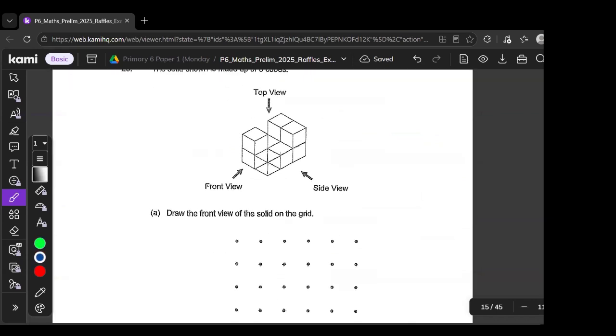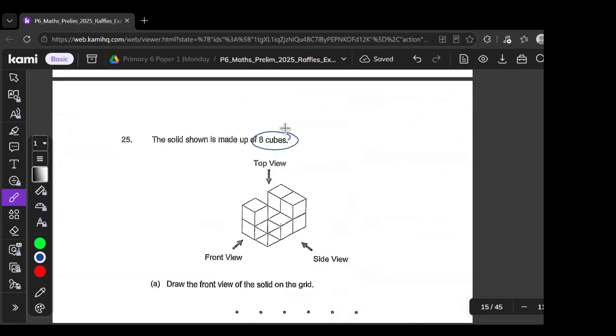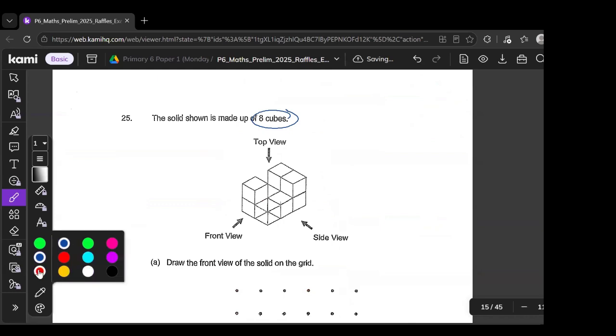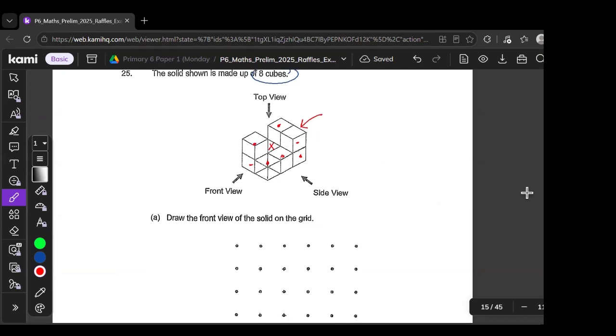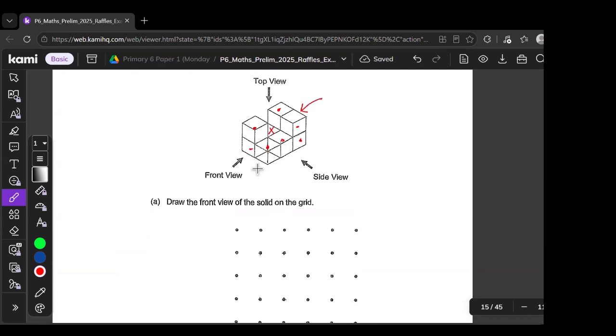Draw the front view. The front view, by the way, look at how many cubes there are. There are 8 cubes. So if you notice carefully, the picture can be a bit confusing. Where are the 8 cubes? 1, 2, 3, 4. Okay, 4. And then 5, 6, 7, and below 8. So there is no cube here. There is no cube here. So make sure you know where the cubes are. So what is the front view? The front view is 2 and 2. 2 by 2. Got it? That's the front view.